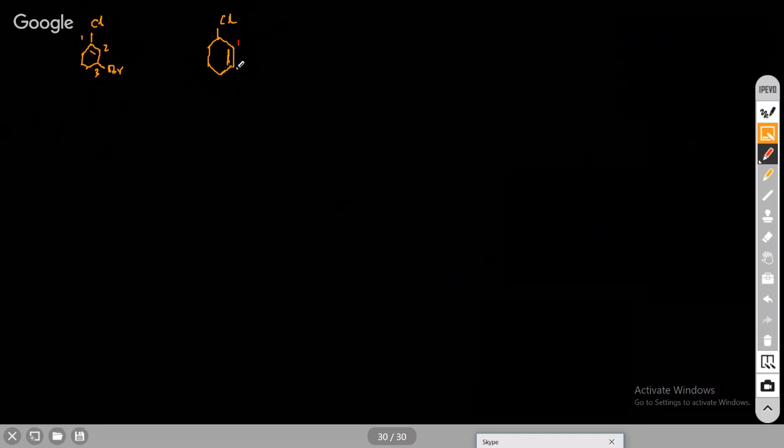We can write this as 1, 2, and like this 4, 5, 6. Or we can write this as 1, 2, 3, 4, 5, 6. So in this, we'll follow this numbering, because you are getting it here at third position. From this side, you are getting it at sixth position. So this is the numbering we have. It should be 3-chloro-cyclohexene. Understood? So that's the rule. Whenever we have a double bond in the ring, we always give first and second position to the double bonded carbon atom.